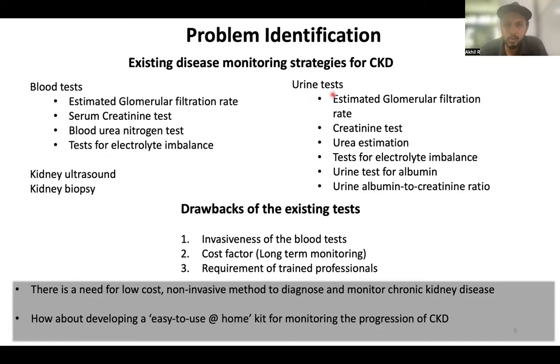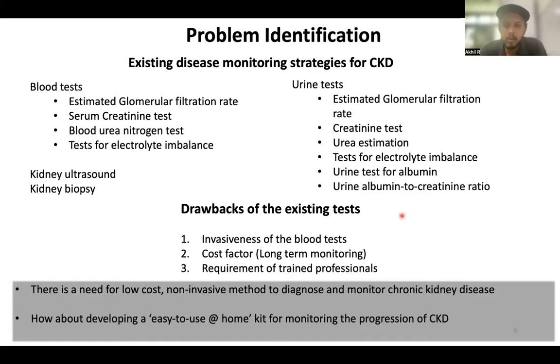And if we come across urine tests, the same estimated GFR, creatinine and urea estimation, and also the electrolyte imbalance will be carried out. And they will also check the urine for albumin, and the albumin creatinine ratio can also be checked. And if we look at the drawbacks of these tests, the invasiveness of blood tests is obviously a problem. And then the cost factor in case of long-term monitoring for chronic diseases is also an issue. And one more thing is there is a requirement of trained professionals.